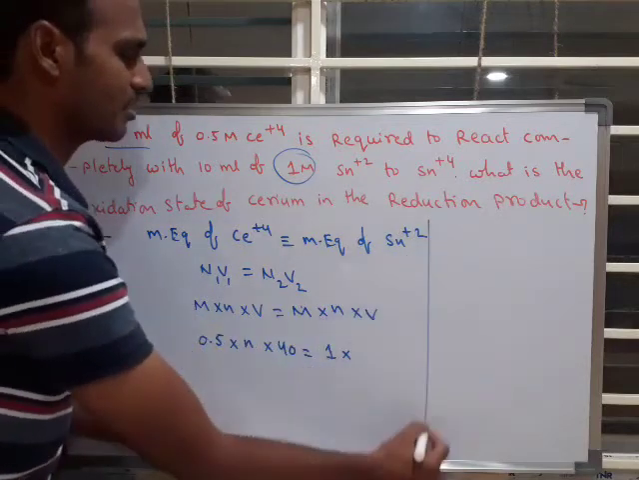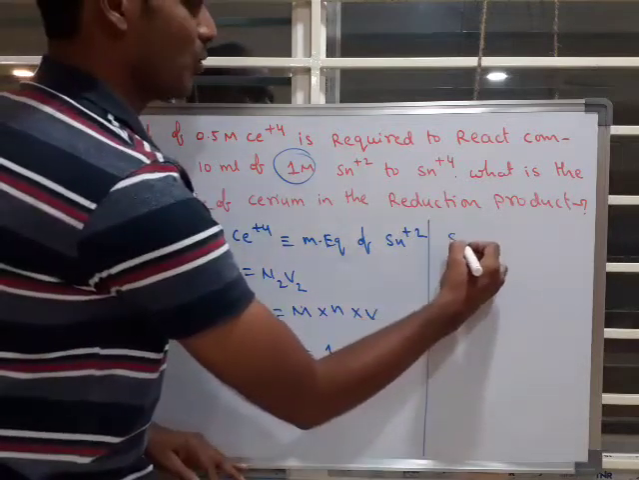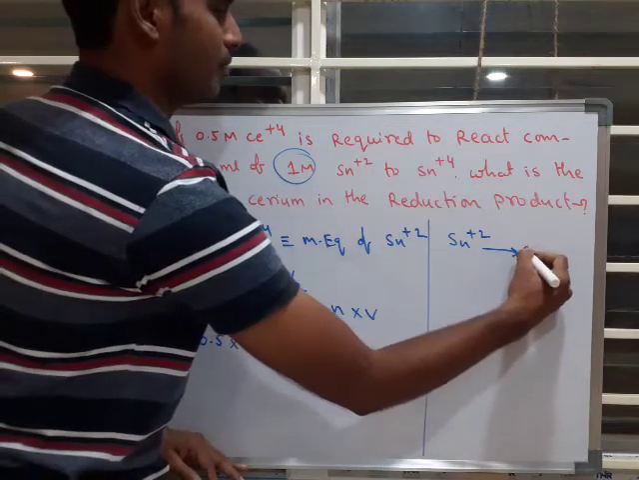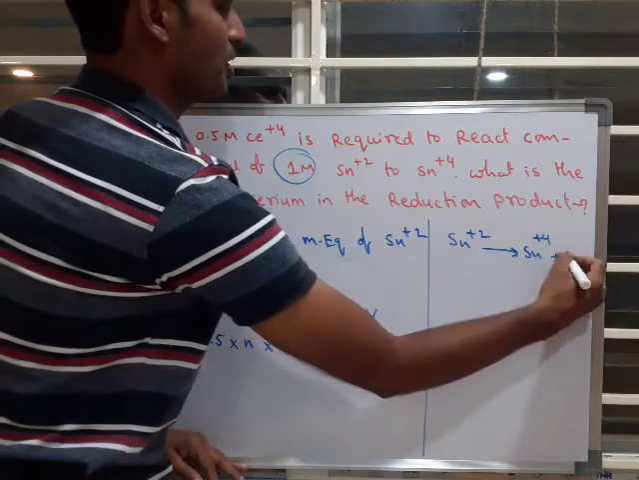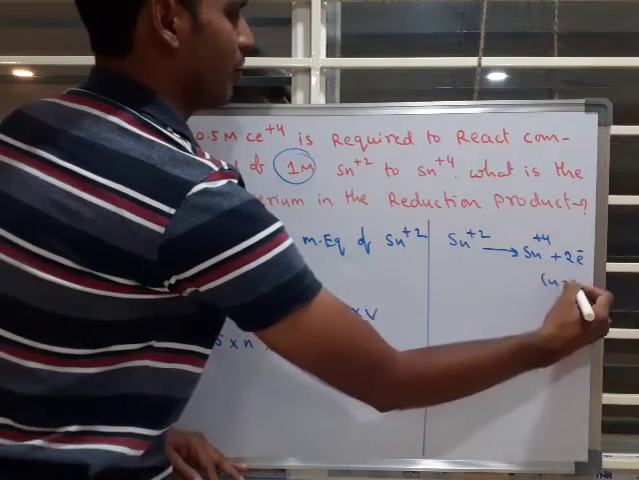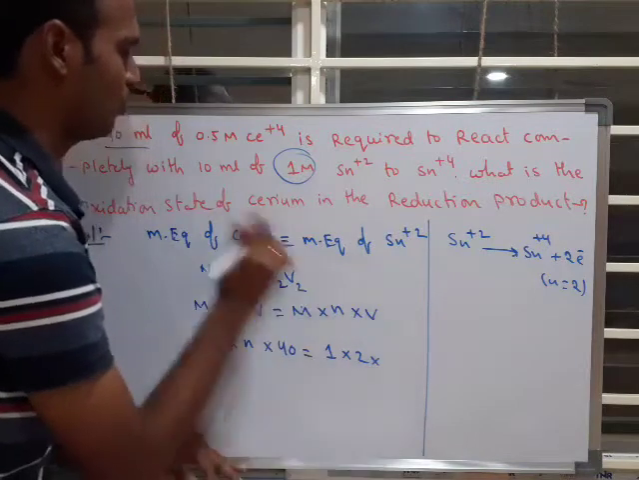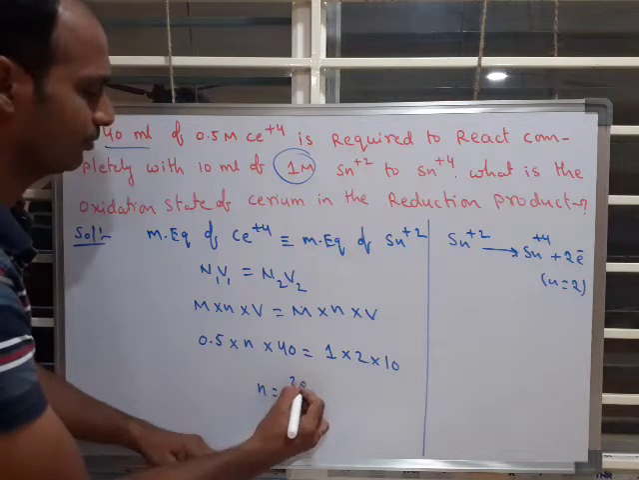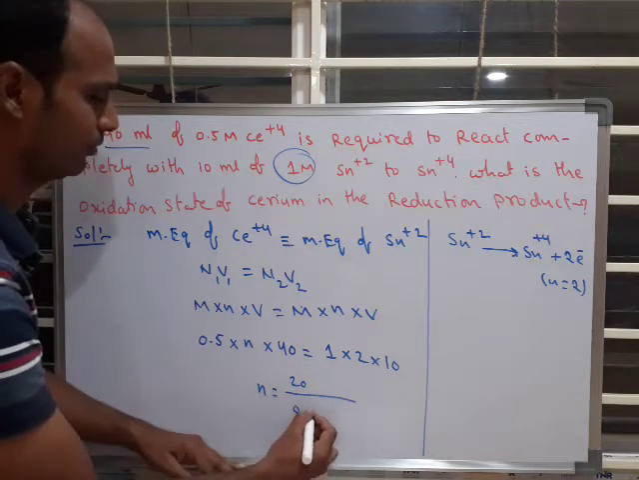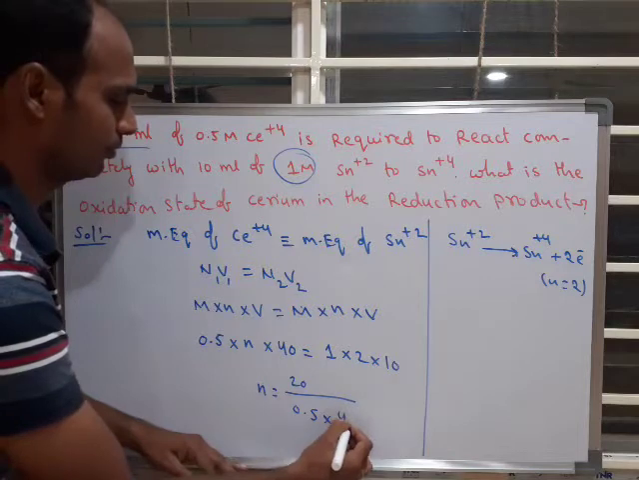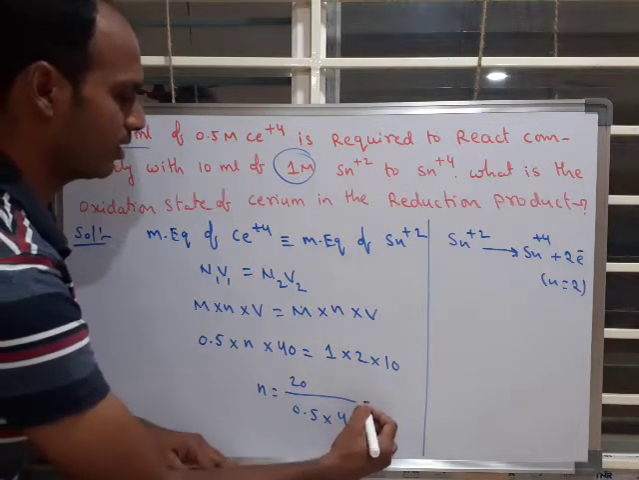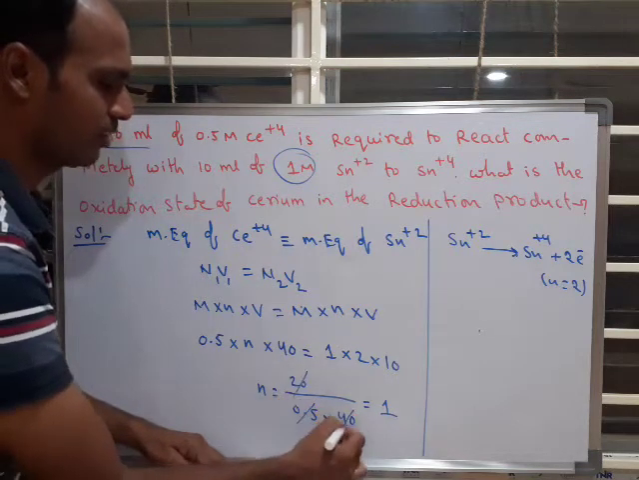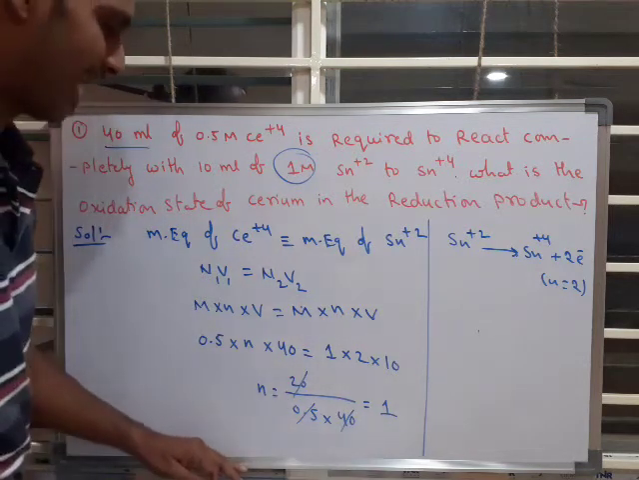So the n factor for stannous: in the reaction, Sn+2 becomes Sn+4, losing 2 electrons. So the n factor equals 2. The volume is 10. So 0.5 into n into 40 equals 1 into 2 into 10. It cancels, and n equals 1. So it has n factor 1.